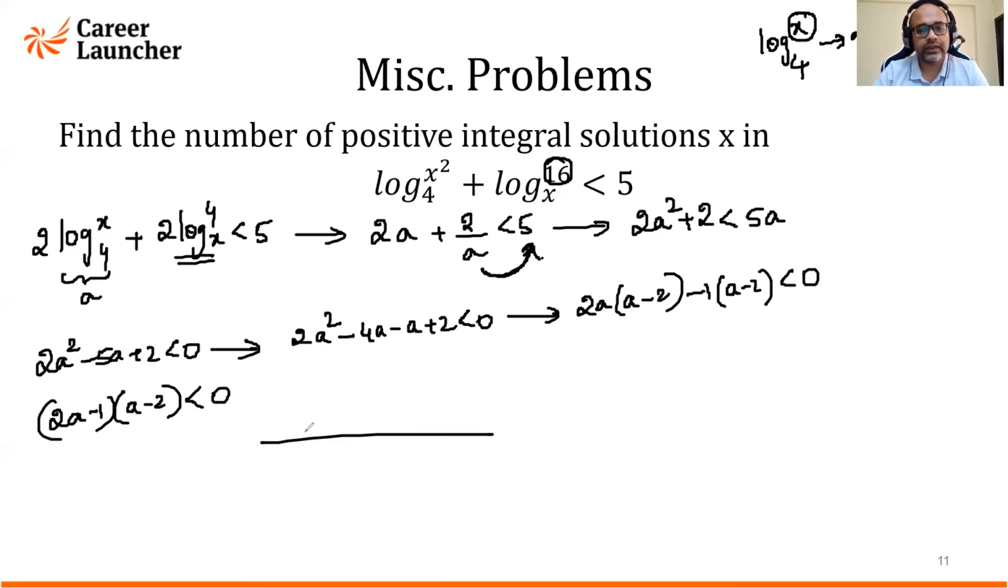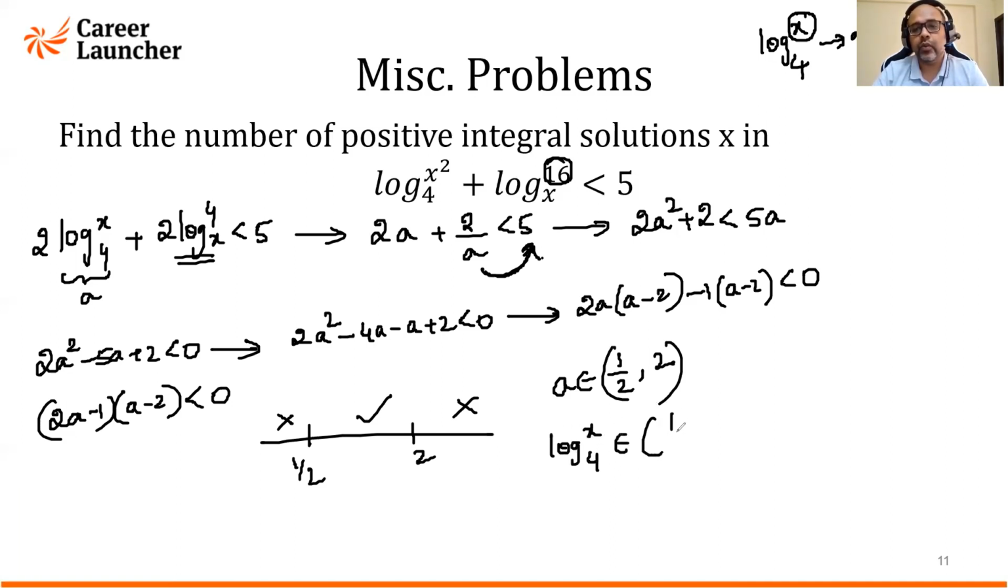So if you plot this, you will be getting half and 2. So this is cross, tick and cross. This is how you will be getting your final a value, which means a belongs to (1 by 2, 2). But what is your a? Your a is log x, correct? So log x to the base 4 belongs to (1 by 2, 2). And this gives you x belongs to (4 to the power of 1 by 2, 4 square).